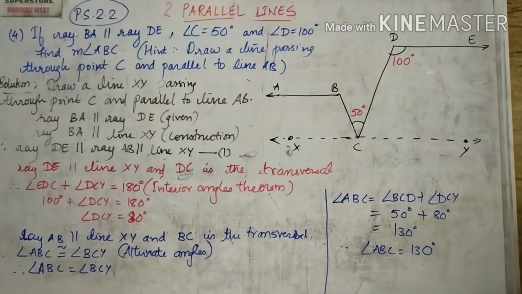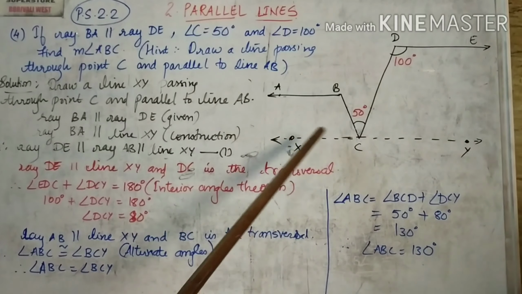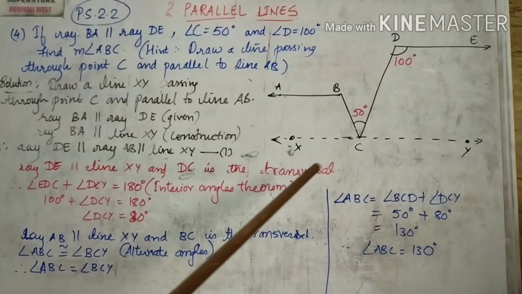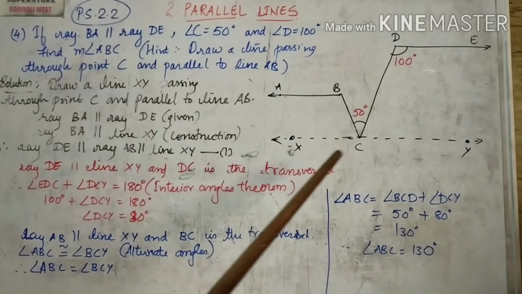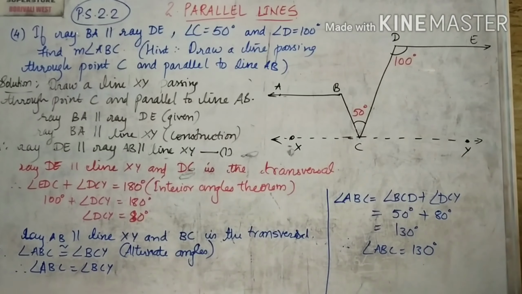I draw, so using this hint, draw a line passing through point C, and so I made a line which is passing through point C and it is parallel to line AB. So these two lines are parallel. They haven't told that these two lines are parallel. Nothing like that has been told. So let us see what we can prove here.